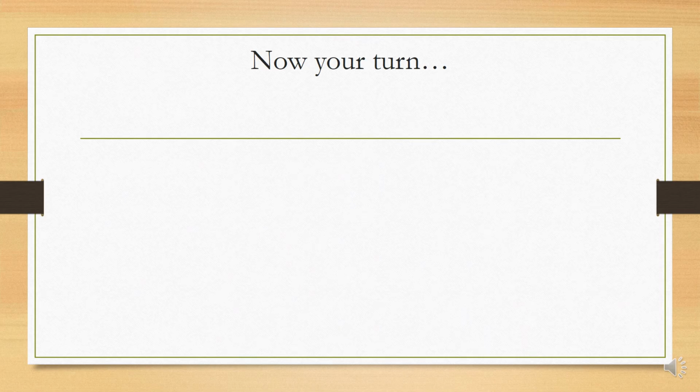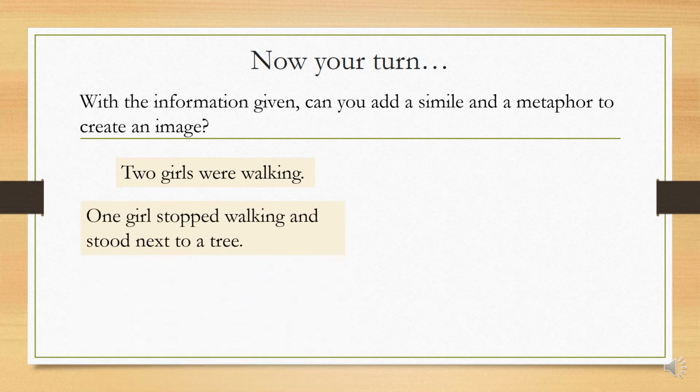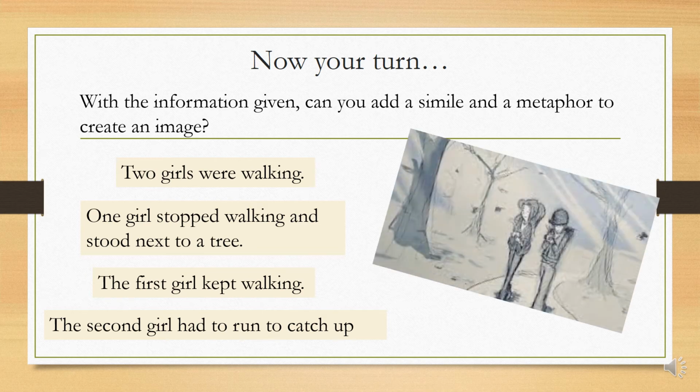I want you to look at your own work. With the information I'm about to give you, can you add a simile and a metaphor to create an image? Grab your pen and paper. Two girls were walking. One girl stopped walking and stood next to a tree. The first girl kept walking. The second girl had to run to catch up. These are almost like instructions. They're a little bit bland. So if we add a simile or a metaphor, we can create a better picture.